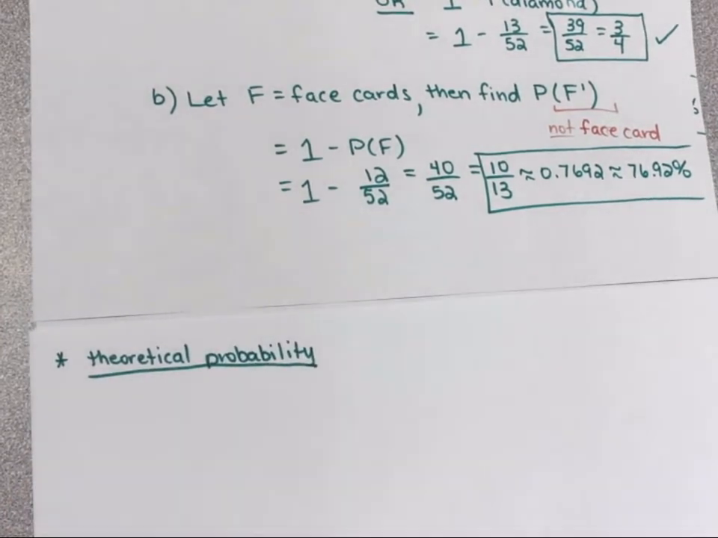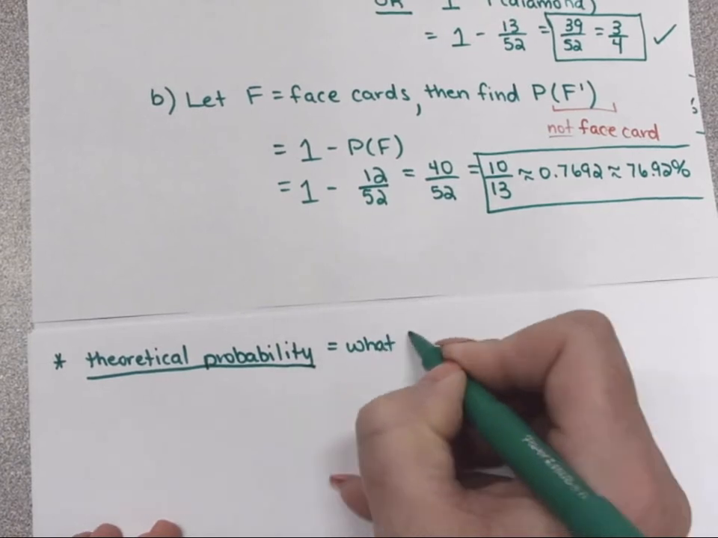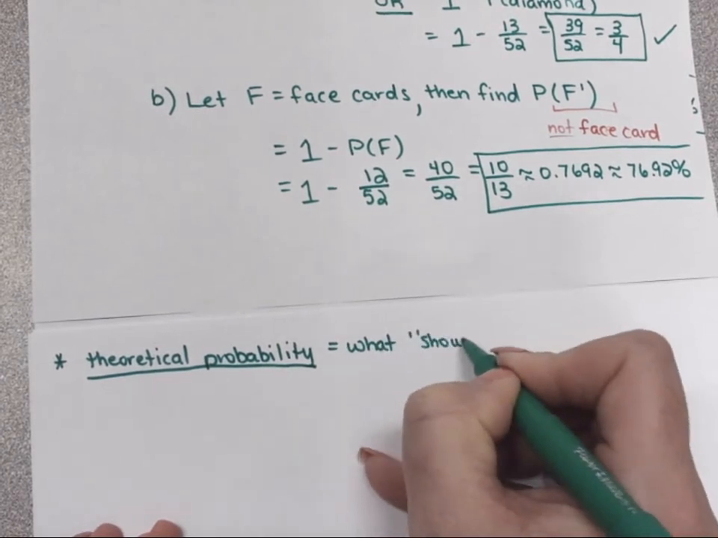So there's two types of probability theories. Theoretical probability is basically what should happen in theory.